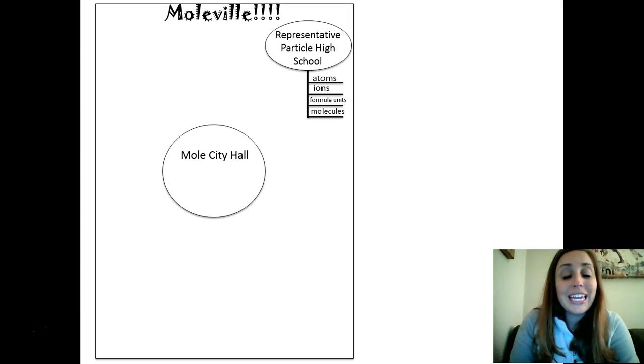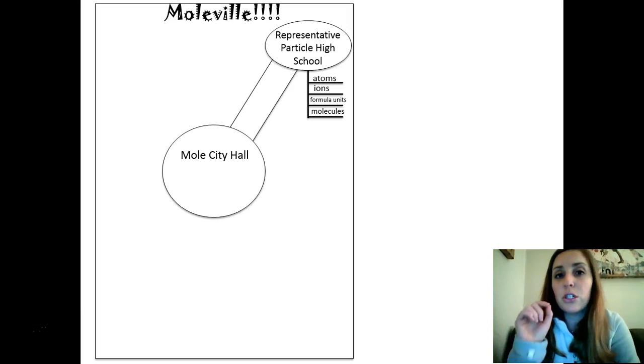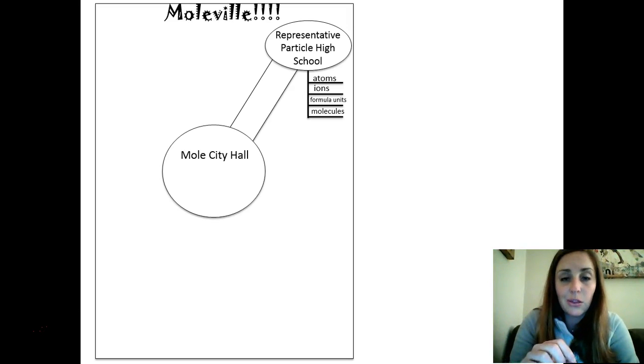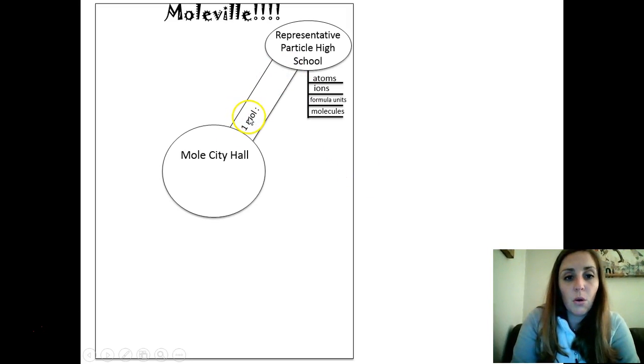All right, between these 2, we're going to need a road to connect them. So here's your road. Now the next part is really important. Make sure that you write the right units in the right place. So right next to Mole City Hall, right here on the road, I'm going to need you to write 1 mole and then a ratio. So for every 1 mole, we have 6.02 times 10 to the 23rd representative particles.